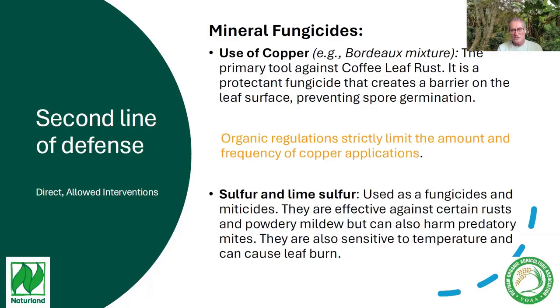And organic regulations strictly limit the amount and frequency of copper applications. You can only use about 3 kg of copper per hectare per year. With Naturland, the organic EU regulation allows 4 kg. So you always have to cross-check what you can use, what the amount of copper is. Sulfur and lime sulfur also act as fungicides and miticides and may also be used against rust or powdery mildew. So at least they can help quite a lot for farmers. But of course all of this is quite labor intensive because you have to do the spraying. But at least that is allowed.